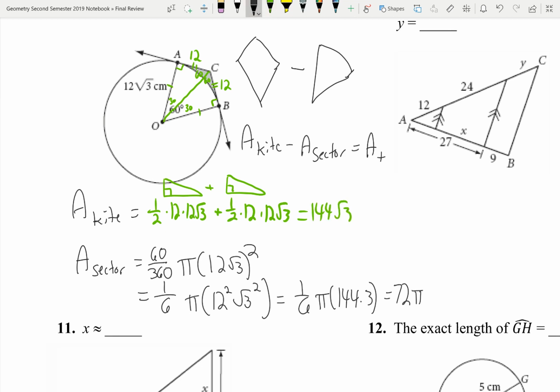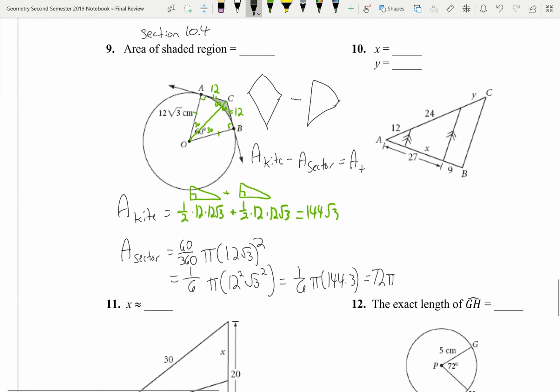And so now our total area is going to be the area of the kite minus the area of the sector. That's going to be your total area. So let's see what we get. 144 root 3 minus 72 pi. That's about 23.2. And units are centimeters squared.